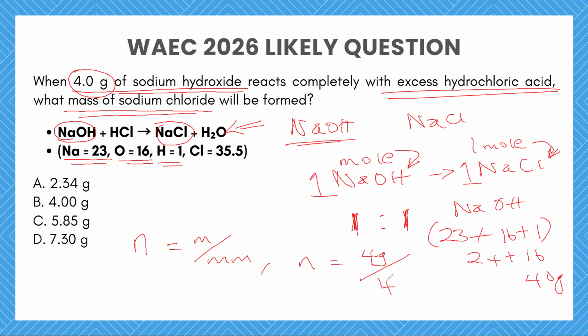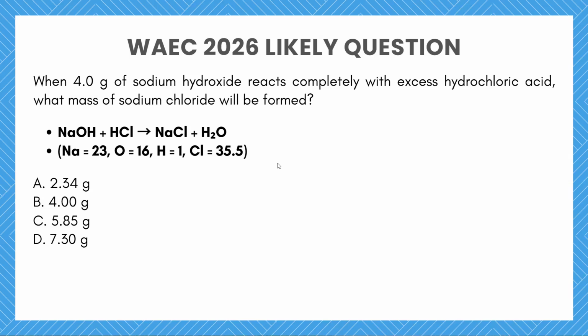So we have 4 divided by 40. 4 divided by 40 gives us the value 0.1, 0.1 moles. So it therefore means this 4 grams of sodium hydroxide is equal to 0.1 moles. I hope that is clear. Now, what we're going to do is to input that 0.1 moles into our mole ratio.